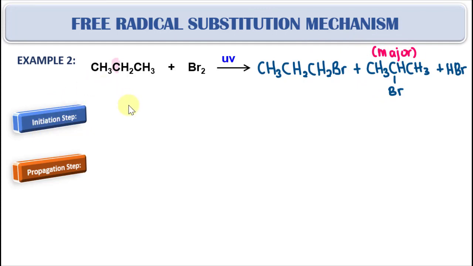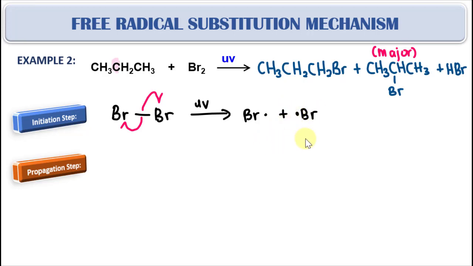Right, so the first step involves the initiation step. So we are going to break our bromine molecules homolytically. So don't forget the UV here as the source of energy. So break the bromine molecules homolytically. So now each bromine will get one unpaired electron. So these are our bromine radicals.